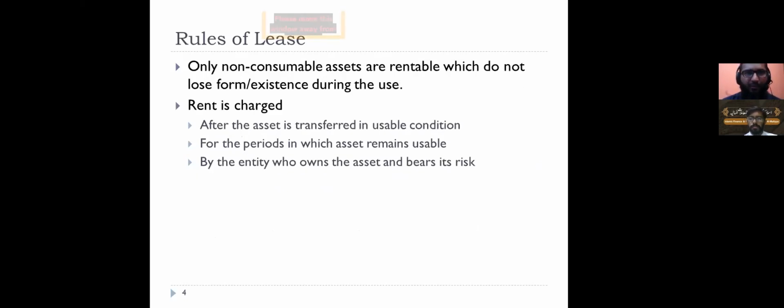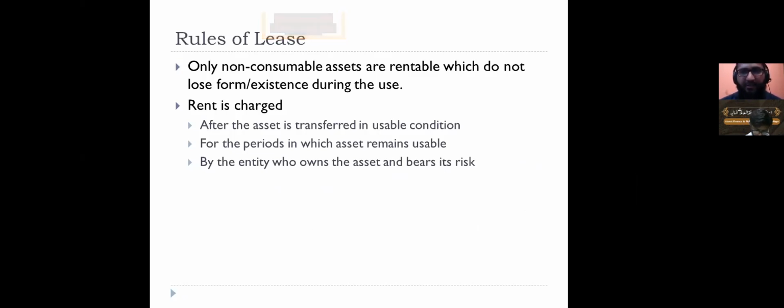Now, when we come to rules of lease, economic exchange does not just involve a spot transaction. It is also possible that sometimes we cannot buy a particular fixed asset because it is very highly priced. So what we can do is lease that asset. Sometimes we can include a financial institution and go for a financial lease. Now, the problem with conventional financial lease is that it involves riba. So we cannot use conventional finance lease.